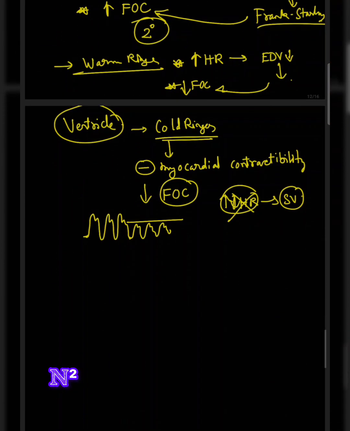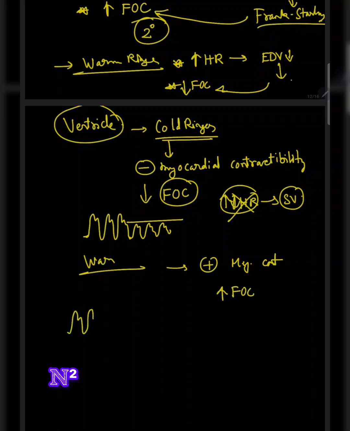Whereas in case of your warm Ringer's lactate solution, what happens, you will get the myocardial activity, contractility to be increasing, and you will get an increased force of contraction. If supposedly this is the normal cardiogram, you will get a higher amplitude cardiogram while maintaining the rate. Okay, the rate will be the same only, but the amplitude will increase.